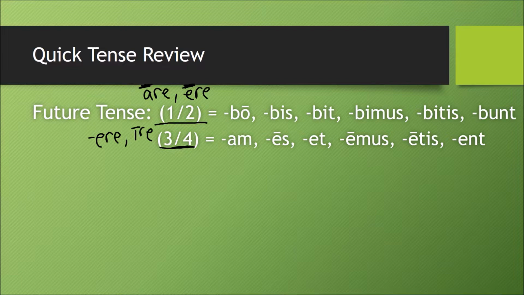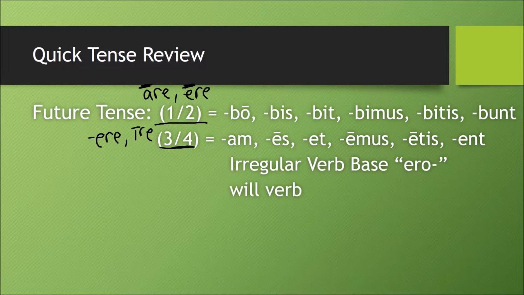First and second conjugation verbs are formed with a bo, bis, bit, bimus, bitis, or bunt ending. And if the verb is third or fourth conjugation, your future tense endings will be am, es, et, emus, etis, or ent. Now, our irregular verb sum, esse, has the forms ero, eris, erit, erimus, eritis, erunt, and the future tense gets translated with the helping verb will verb.